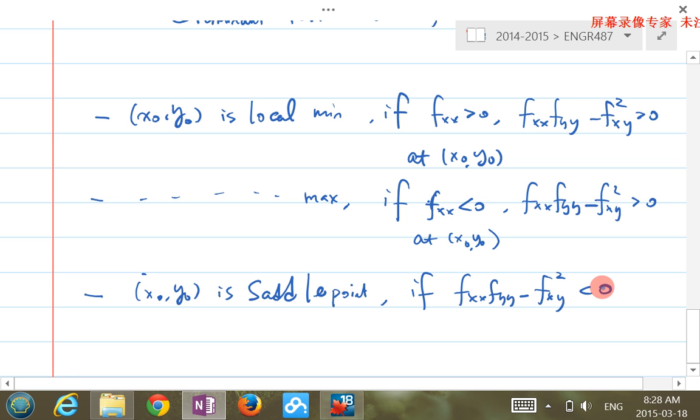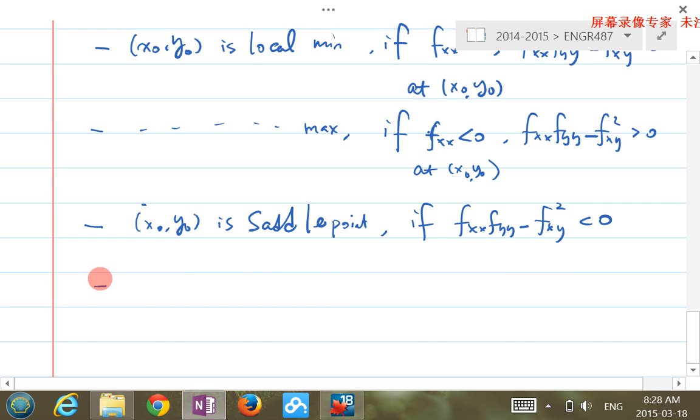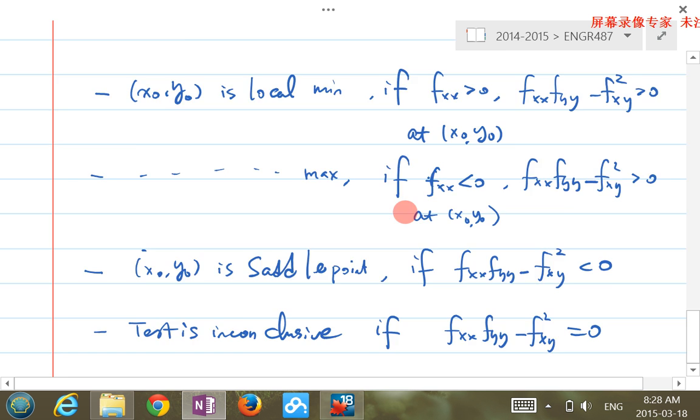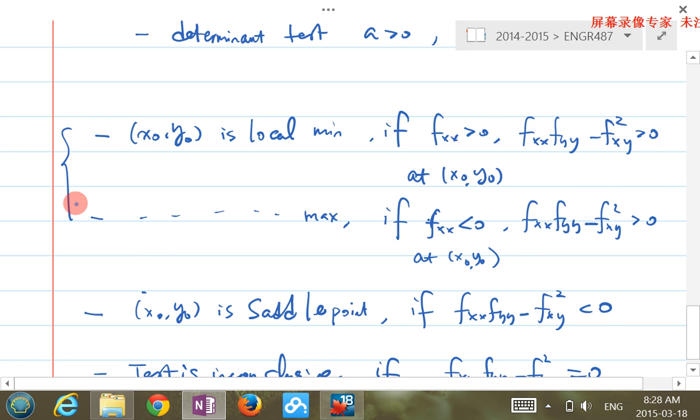Okay, that's when this is less than 0. And the last one here is, okay, the test will be inconclusive if this fx, fy, the determinant, equals 0. Okay, yeah. So mostly we're curious about this.